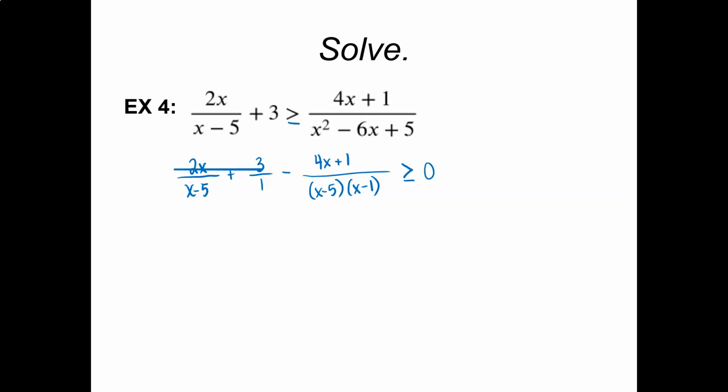So we have our 2 over x minus 5 plus 3 over 1 here. We're going to have a common denominator of x minus 5 times x plus 1. And let's see.